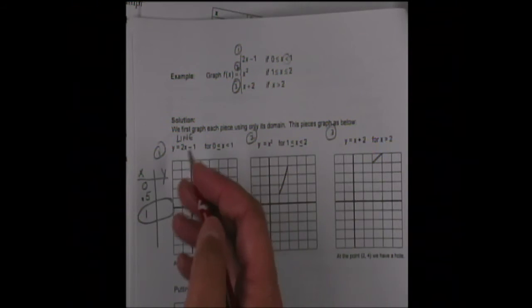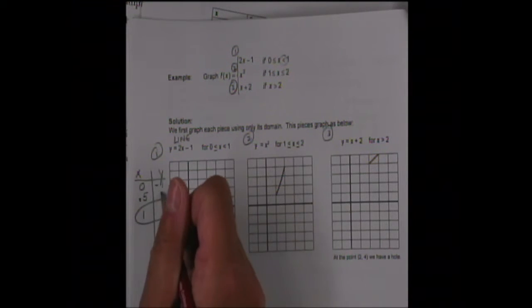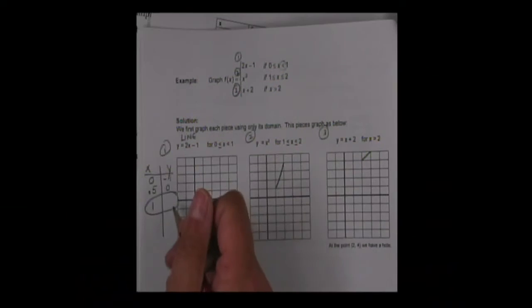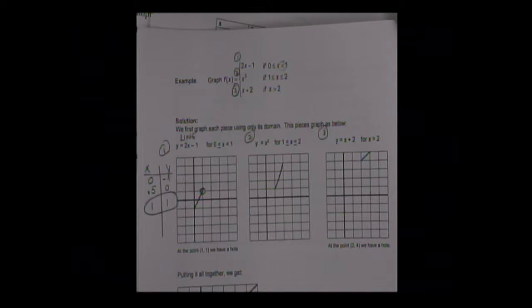So I do the math. So let's see, if I do 0, that gives me -1. If I do 0.5, that gives me 0. And if I do 1, that gives me 1. And so you'll notice, I'll throw the open circle on. I graphed that. So there's my 3 points. I knew it was a line.